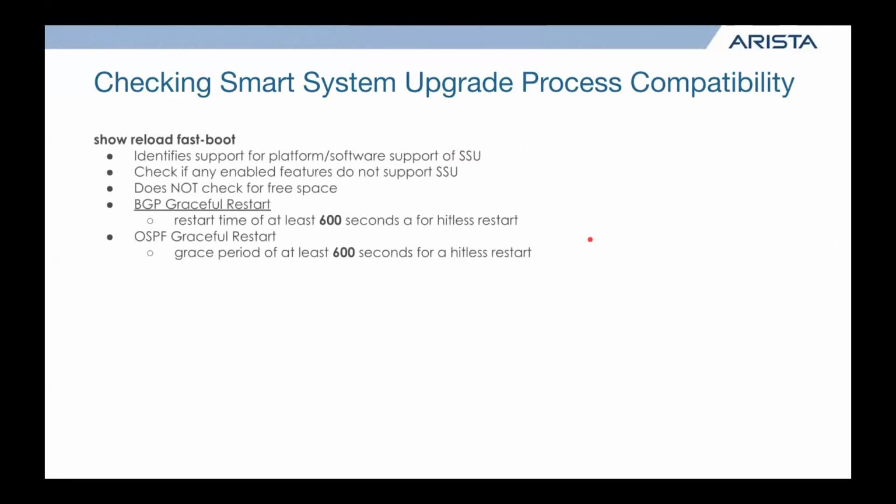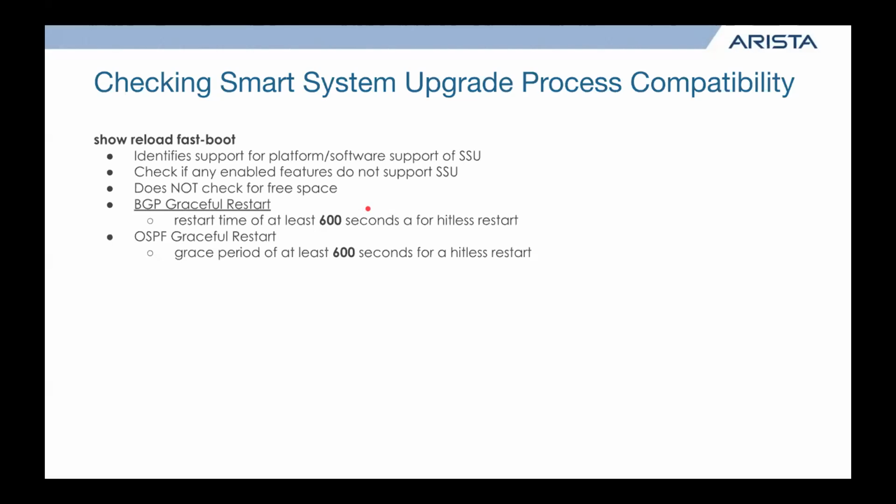So the first step we generally run for the smart system upgrade is our compatibility check, which is our show reload fast boot command. And this just checks to make sure everything on the switch actually supports the smart system upgrade. One thing it doesn't check for is free space, which can be an issue. If you try to do the upgrade without the free space, it'll just back out of the upgrade. It won't do anything. There'll be no impact, but it will tell you if you don't have enough free space once you try to do that.